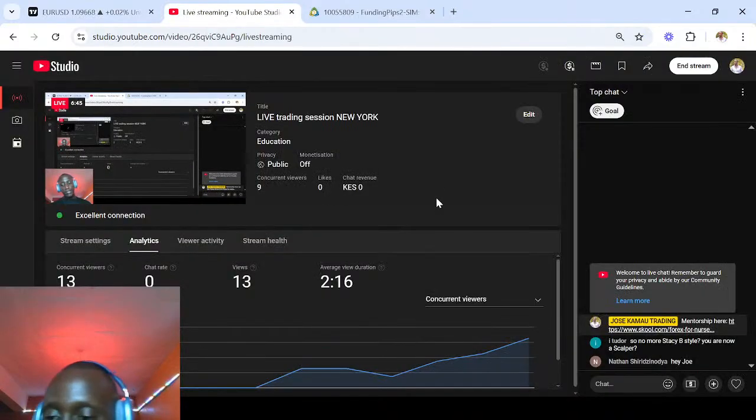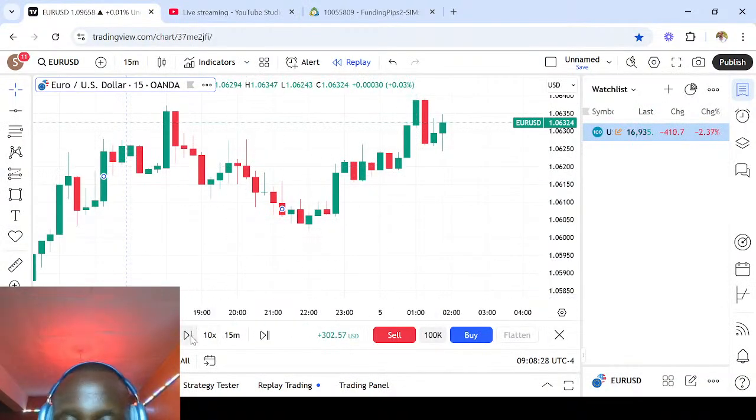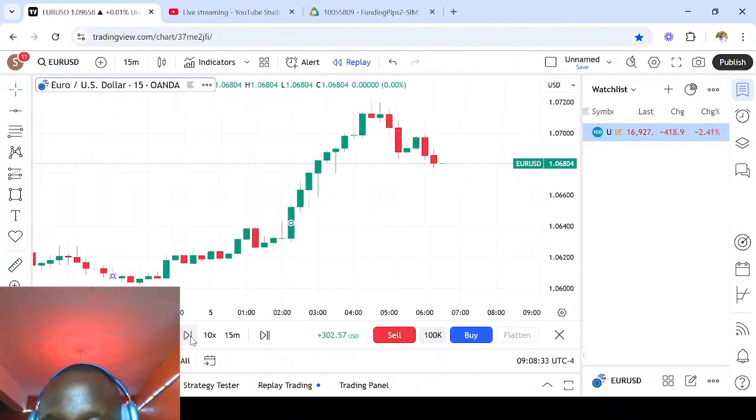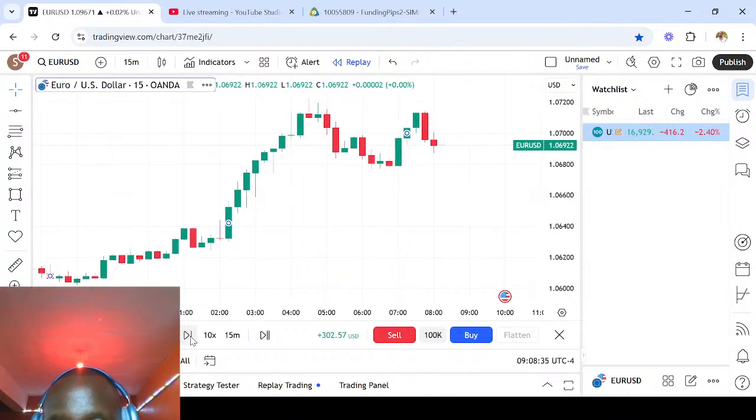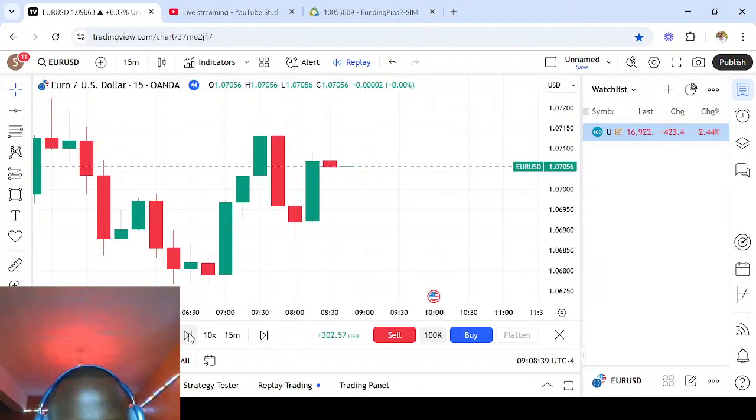Let me see. We have Tudor. So no more Stacy B style. You are now a scalper. In fact, this is Stacy Back style, but I have just condensed it to individual candles. I'm trading the breakouts and the failed breakouts. You need to evolve. You need to understand it in your own way.